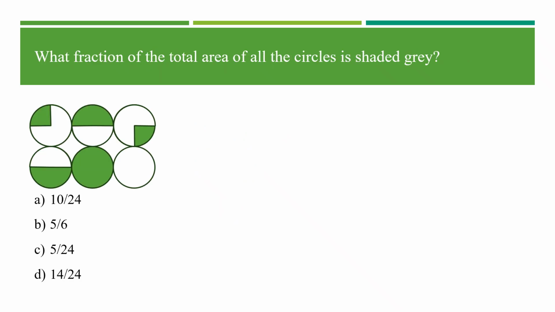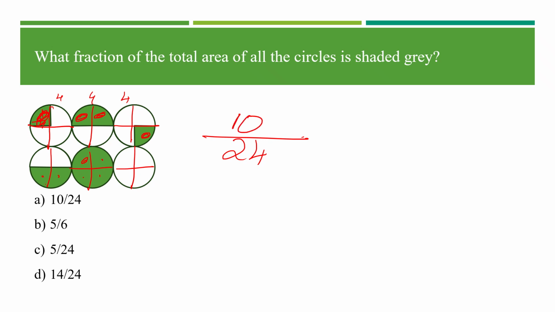What fraction of the total area of all circles is shaded? Here the smallest fraction is 1/4, the circle is divided into 4 parts. So let's divide all the circles into 4 equal parts. Then count how many parts are there: 4, 4, 4, 12. In total, there are 24 partitions. In that, 1, 2, 3, 4, 5, 6, 7, 8, 9, 10 are shaded. Yes, option A is the answer.